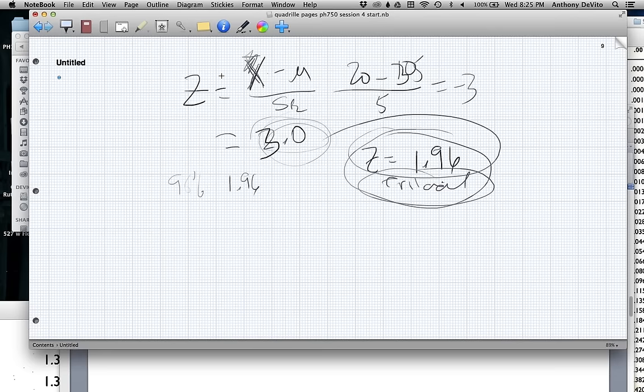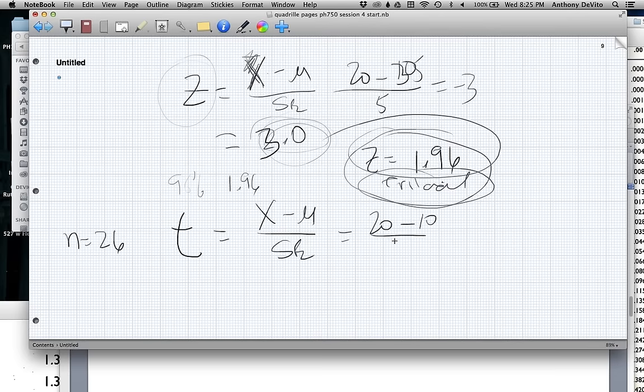Now let's say that you don't have a big enough sample to use the z-table. You have to use a t-table. Now you use the same formula, except you put t here. You say t is equal to x minus mu over the standard error. Let's say we were working with our sample of size 26, and x was 20 and mu was 10, and your standard error was 5, and that comes out to 2.